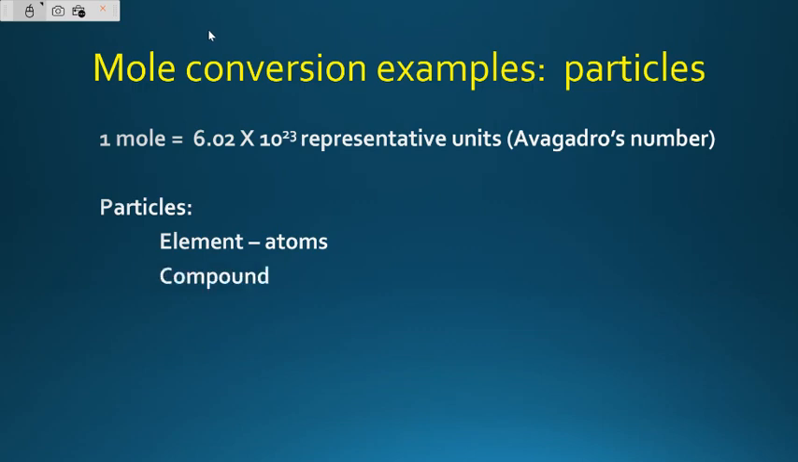So if I have a mole of, say, carbon, there's 6.02 times 10 to the 23rd atoms of carbon in there. Now, if it's a compound, that gets a little bit trickier. We refer to the compound then in different ways. We're all used to more of a molecular compound, but there's also an ionic compound like sodium chloride. We refer to the sodium chloride compound in terms of particles as formula units or F units.